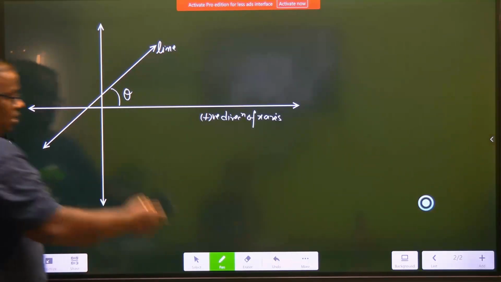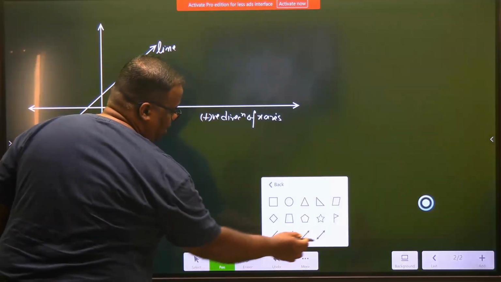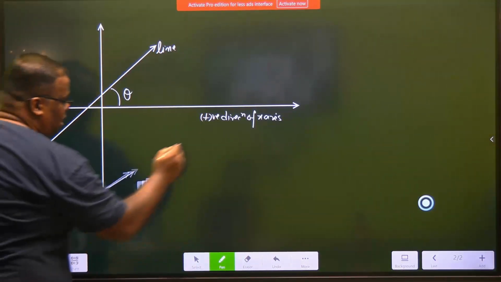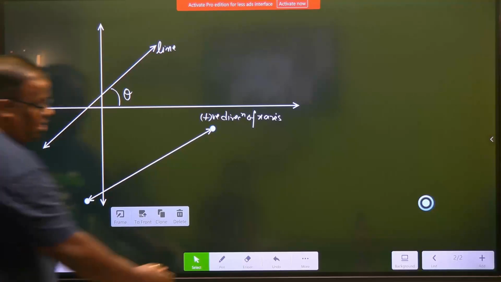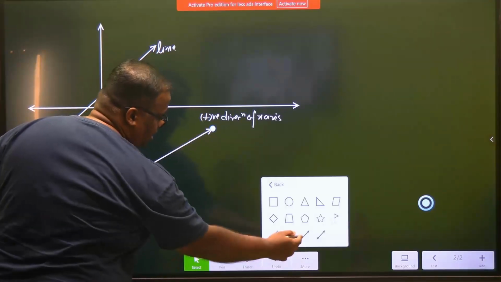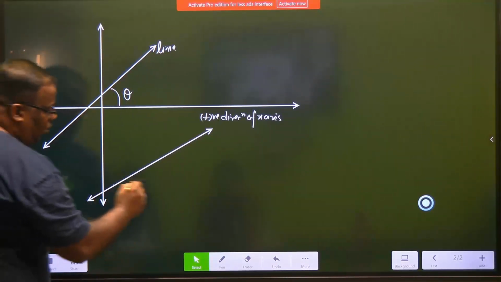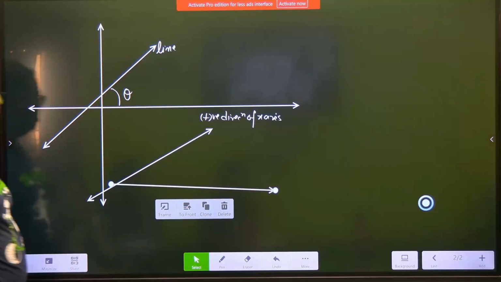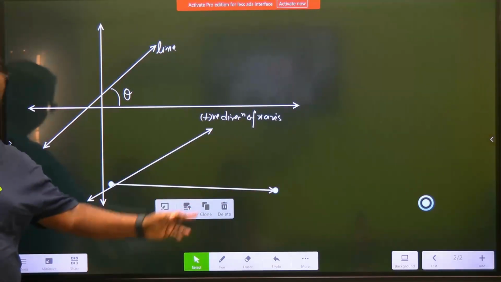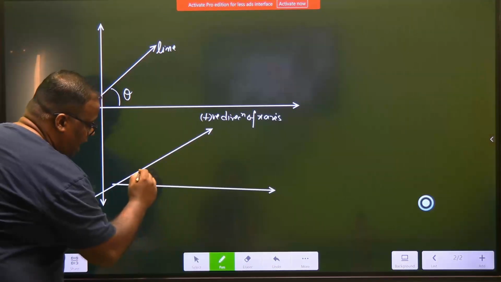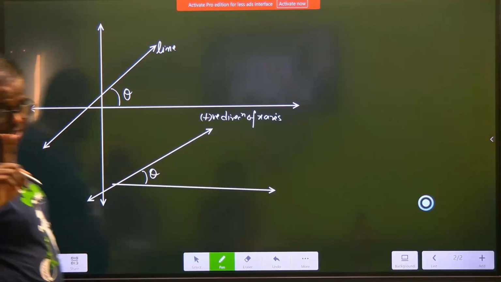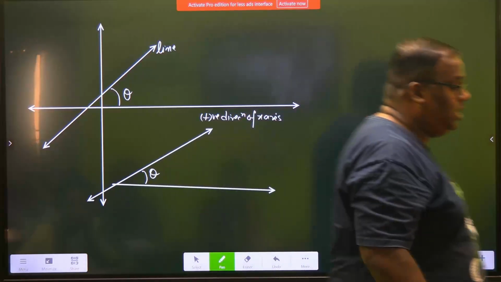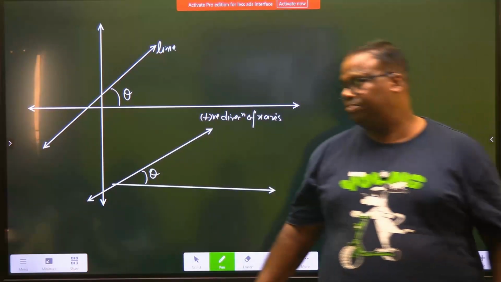Now you may say, sir, what happens if my line is from here? If my line is like this, sir, now how will I say? Very easy. If your line is like this, your x-axis positive can always be drawn. You can always draw parallel to x-axis. Now this is the direction to the positive direction of x-axis. Understood? Then this angle talks about slope. It does not give me the measurement of slope. It only talks about slope.